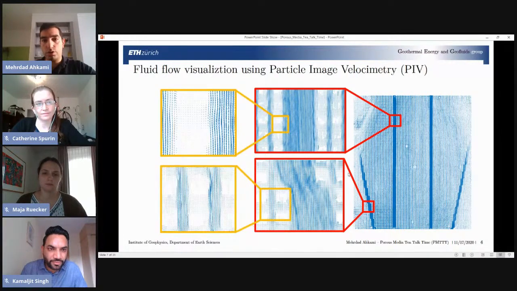And then thanks to our high resolution, we can go more detailed and look at, for example, the interfacial behavior between fractures and matrices, as well as the flow velocity inside the porous media.